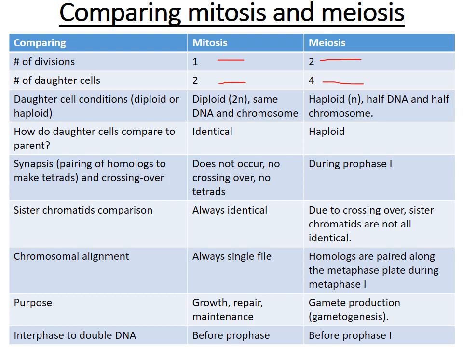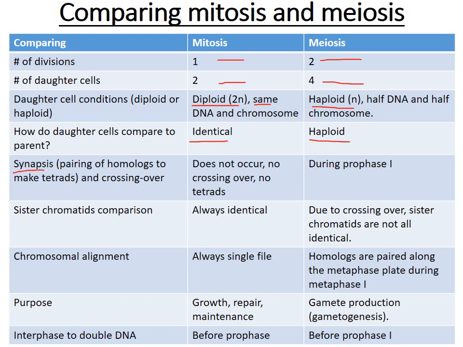Daughter cell conditions: are they diploid or are they haploid? Well, mitosis makes diploid cells. They have the same number of chromosomes and DNA, whereas meiosis makes haploid cells. They have half the DNA, half the chromosome number. How do the daughter cells compare to the parent? Well, for mitosis they're identical, but for meiosis they're haploid and their DNA has been shuffled by crossing over.